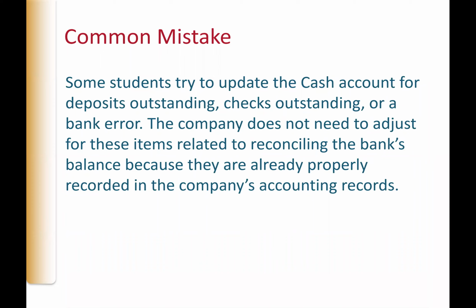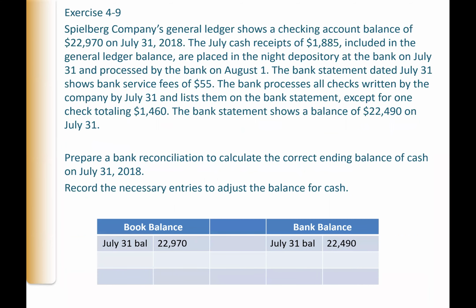Some students try to update the cash account for deposits outstanding, checks outstanding, or a bank error. Company doesn't need to adjust for those items related to reconciling the bank's balance because they've already been recorded in the company's books. That's why we have to put them over on the bank side and show the adjustment there.